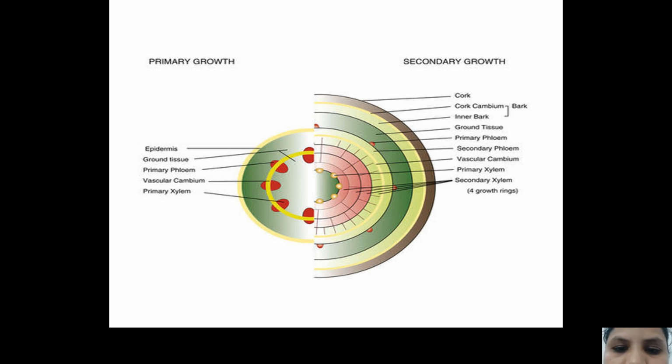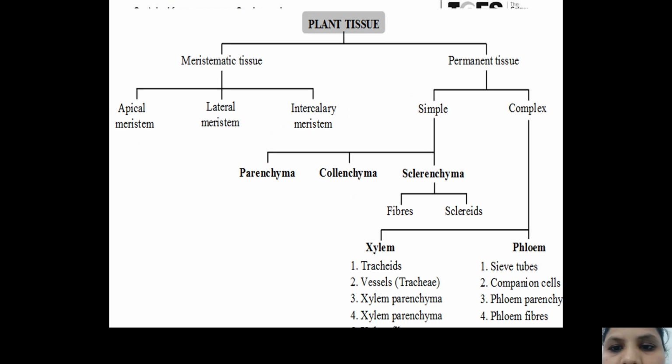Now, here you can observe a plant body with a primary structure and a plant body with secondary growth. You can see the different layers and the additional layers formed after the secondary growth. Now, before discussing secondary growth in depth, we have to know about certain tissues.